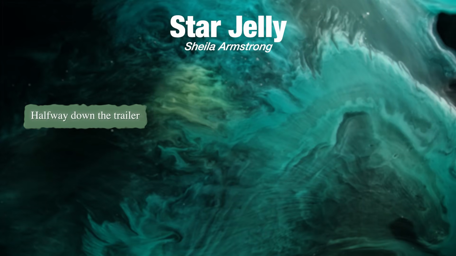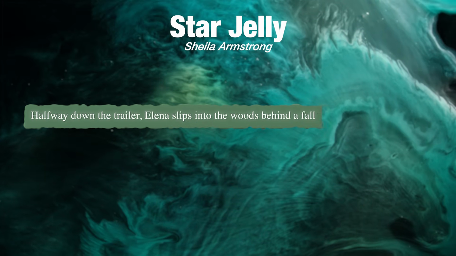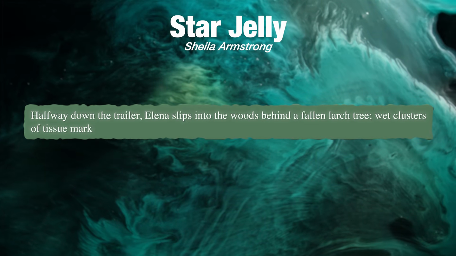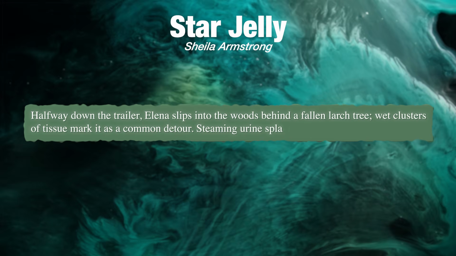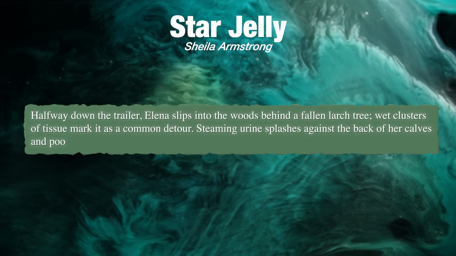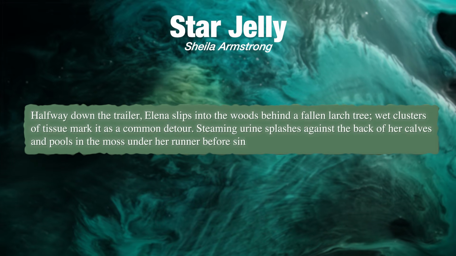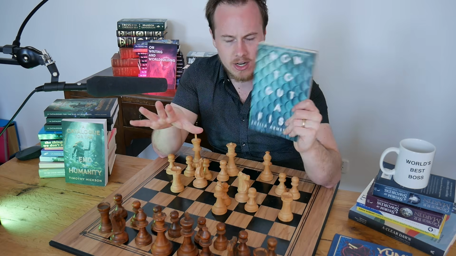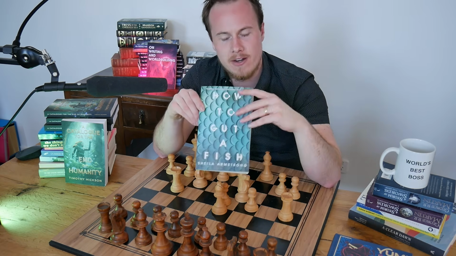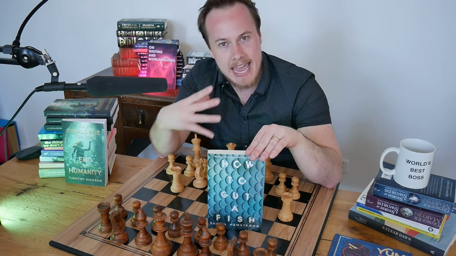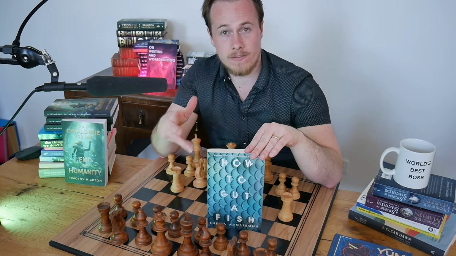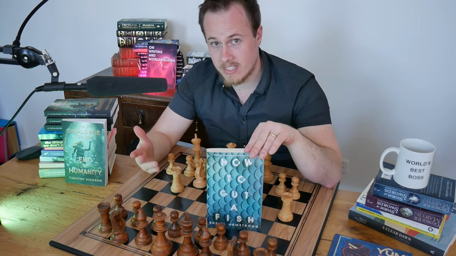Halfway down the trail, Elena slips into the woods behind a fallen larch tree. Wet clusters of tissue mark it as a common detour. Steaming urine splashes against the back of her calves and pools in the moss under her runners, before sinking away. I'm sorry for such a visceral description, but having your characters do something with their environment, engaging with it, sets the scene off at a pace while helping you establish the setting.